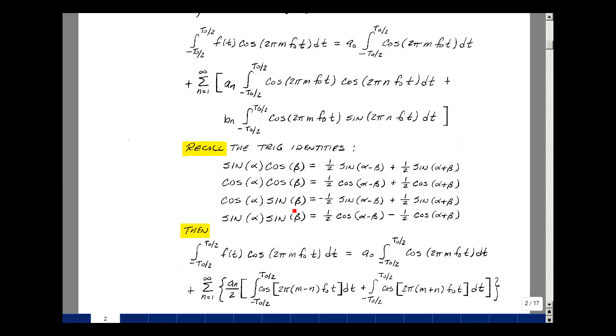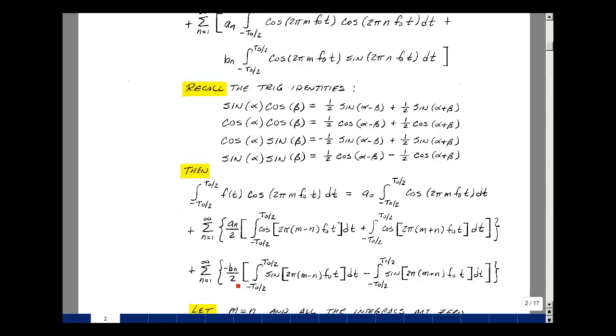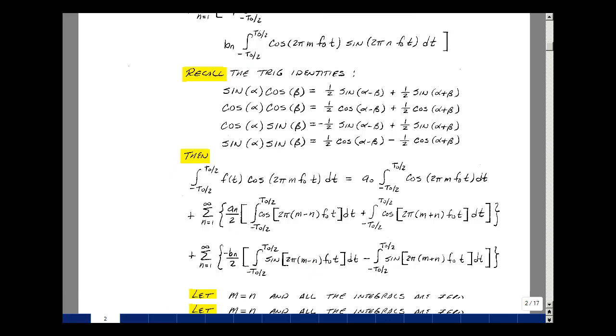Here's the cosine sine, so it's minus 1/2 of the sine of the difference plus 1/2 the sine of the sum. And that's shown below. Here's my minus 1/2, here's the difference, and then here's the sum. Now let's let m equal n.